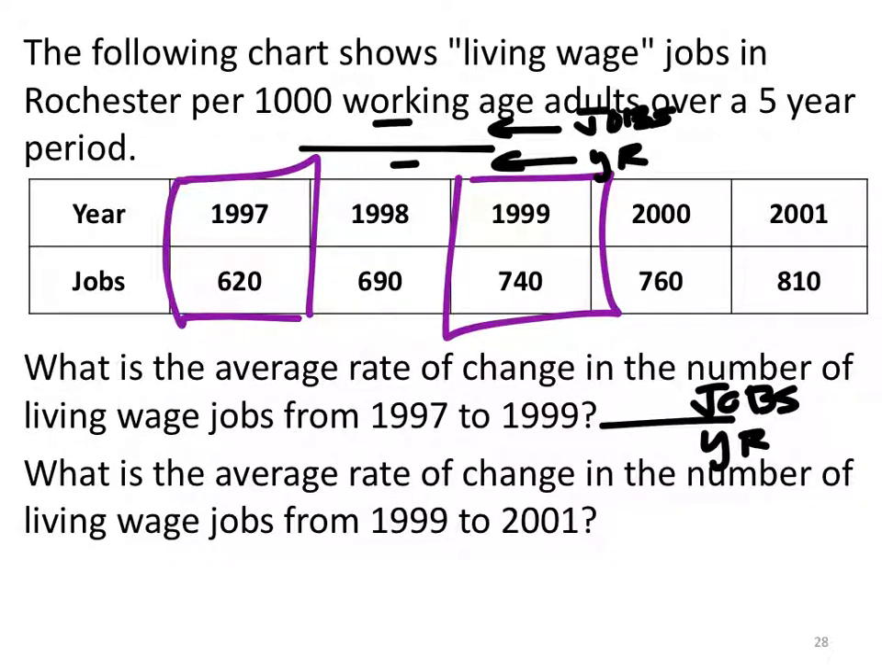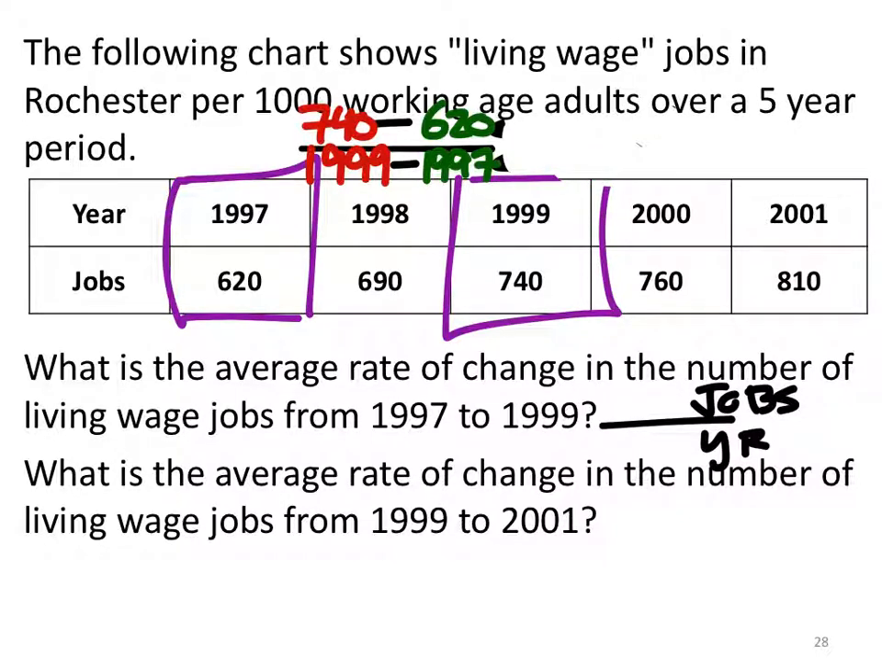So the jobs, I'm going to start with 1999 first. In 1999, there were 740 jobs. And then in 1997, which is the second year that I'm looking at, there were 620 jobs. So let's go ahead and simplify this stuff. So I'm going to calculate this. 740 minus 620, that's 120 divided by 2. So that's 60. Again, that goes to 60 jobs for every 1 year.